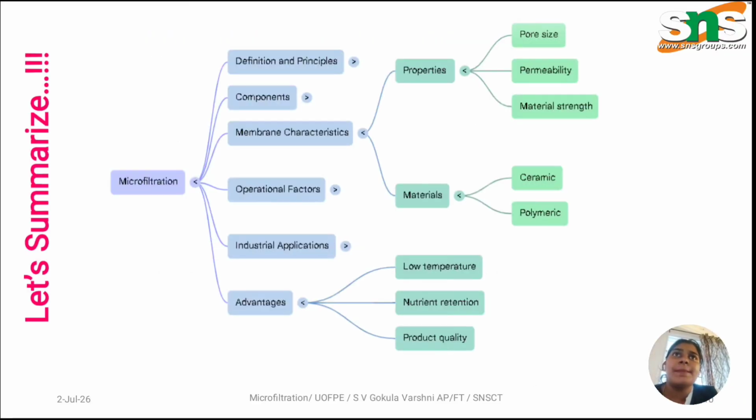To summarize, microfiltration is a membrane-based separation process that removes microorganisms and suspended solids using a membrane with a pore size between 0.1 and 10 micrometers. Its working principle is based on size exclusion under low pressure. The major components include the feed tank, pump, membrane module, permeate outlet, retentate outlet, and control system. Its major applications include dairy processing, juice clarification, beverage production, and water treatment. Overall, microfiltration is an efficient non-thermal technology that enhances food safety.